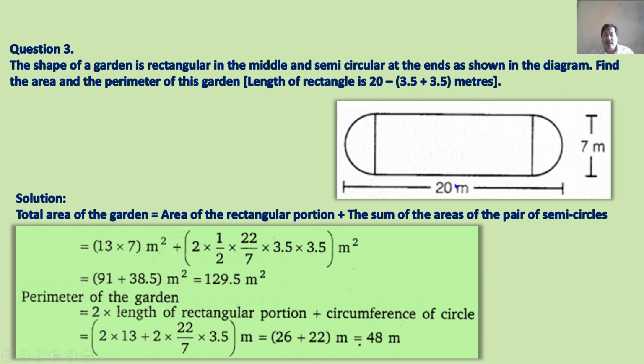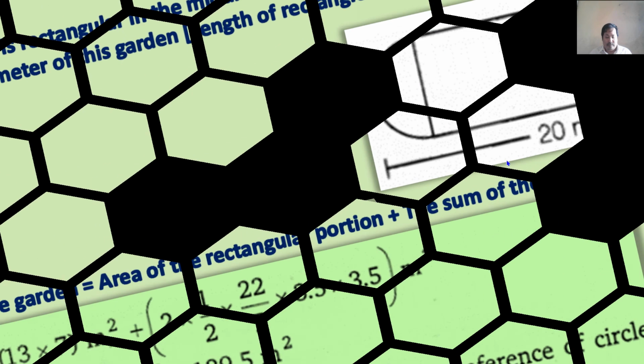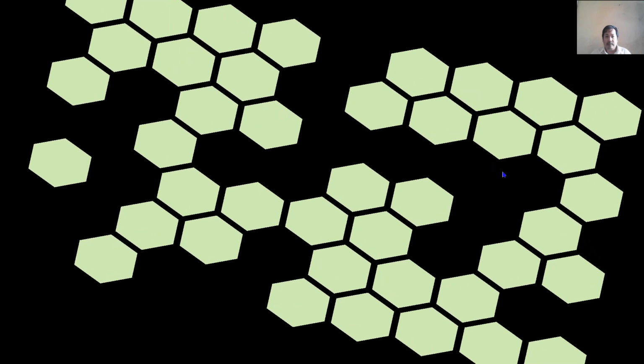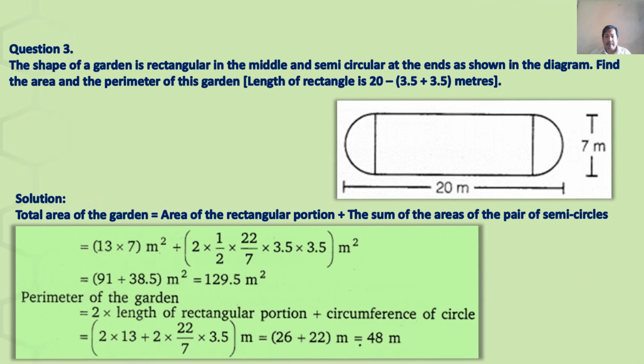isn't it? So here we have 2, 1 length here, another length, isn't it? And this semicircle, isn't it? Okay, that means 2 into 13 plus the circumference of the circle. Semicircle here. See, one semicircle gets the one circle, isn't it? Form one circle, isn't it?